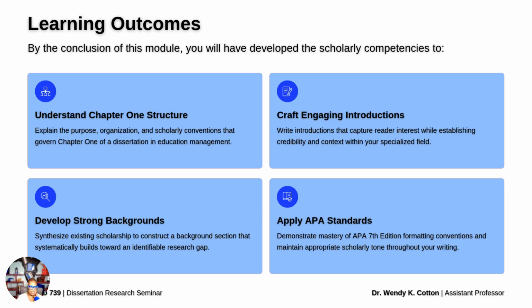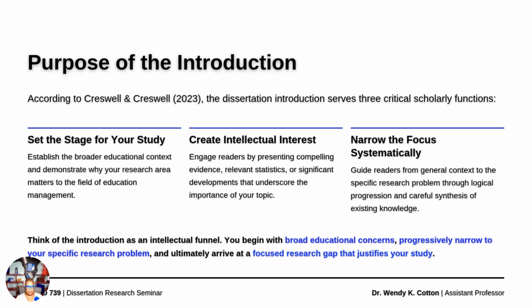And here's what you need to understand so that you can produce a good product. Number 1, you're going to explain the purpose and structure of Chapter 1. It's very important. You're going to write an engaging introduction that situates your study within a K-12 or higher education problem. You're going to develop a background section that builds toward a researchable problem. And finally, you will apply your APA 7th edition formatting and use a scholarly tone.